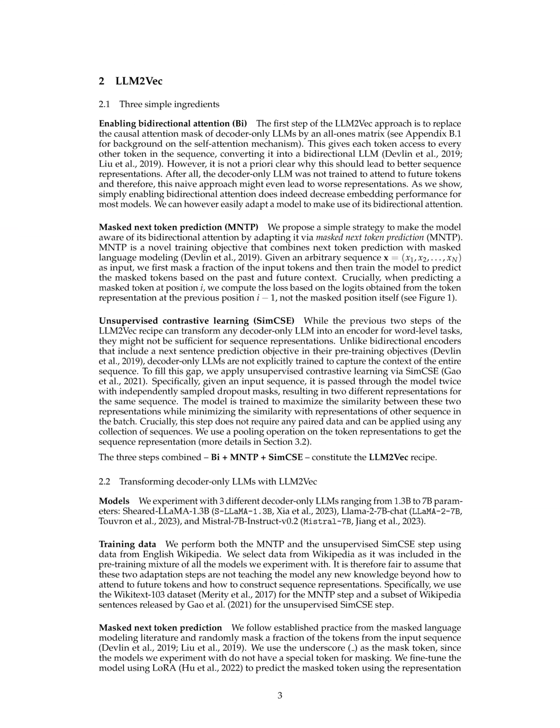3. Unsupervised contrastive learning, SimCSE. This step involves passing an input sequence through the model twice with independently sampled dropout masks to create two different representations for the same sequence. The model is then trained to maximize the similarity between these two representations, while minimizing the similarity with representations of other sequences in the batch.